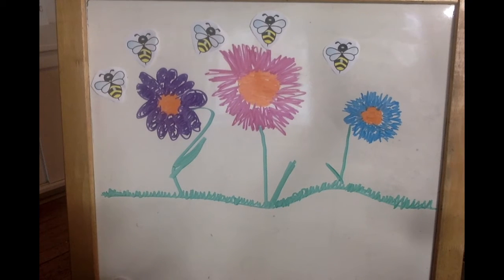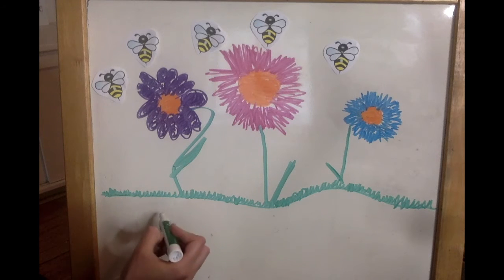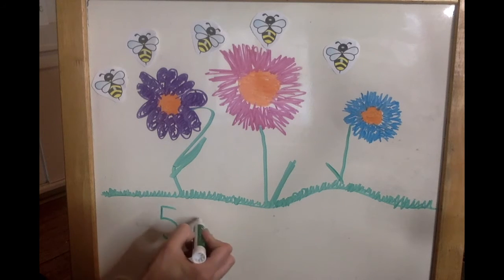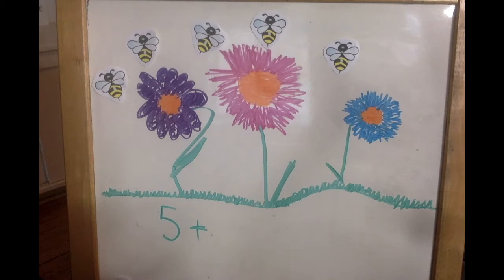The next day in the sunny garden, there were 5 bees flying around happily, pollinating the flowers in the garden. So we're going to write their 5 down here. And there were some ants marching along, and they heard a buzzing, so they decided to join.